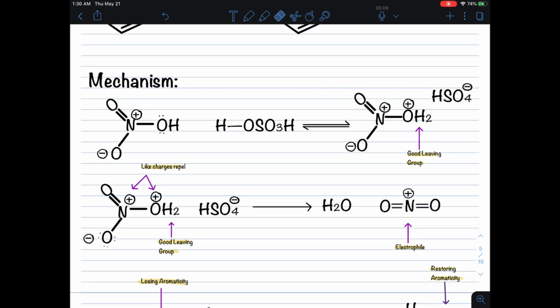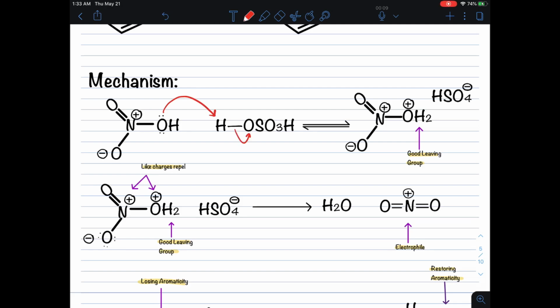So on the left side, we have nitric acid and sulfuric acid. So it's really important for you to know that sulfuric acid is actually much more acidic than nitric acid. And so what's going to happen is that the nitric acid is going to act as a base. And specifically, it's going to be the oxygen attached to the hydrogen in nitric acid that is going to be the basic oxygen. So this oxygen is going to remove a proton from sulfuric acid, generating the products on the right-hand side.